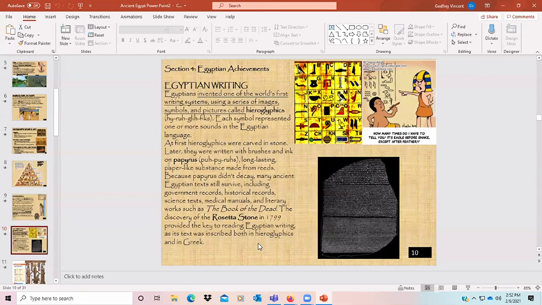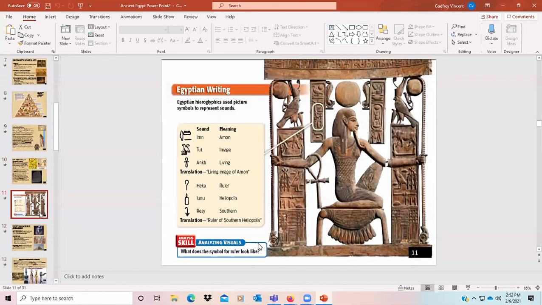So we talk about cuneiform. And this was part of the Egyptian hieroglyphics. Used their sound and their meaning. So it's pictorial, sound, meaning.